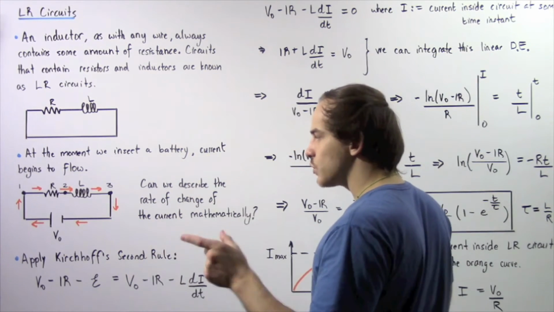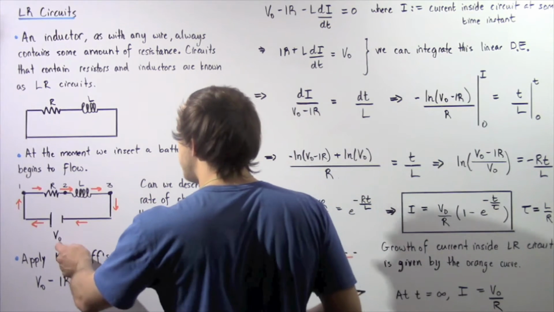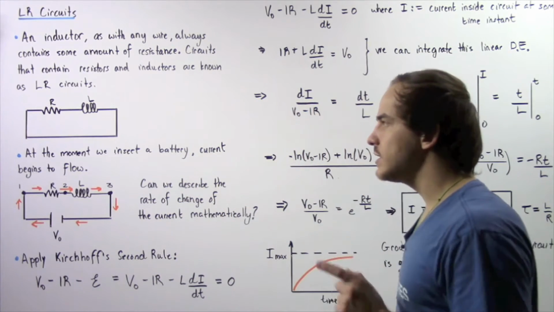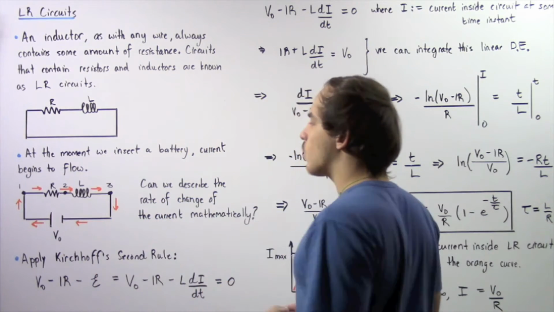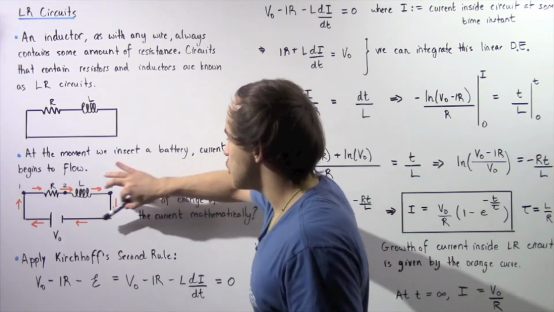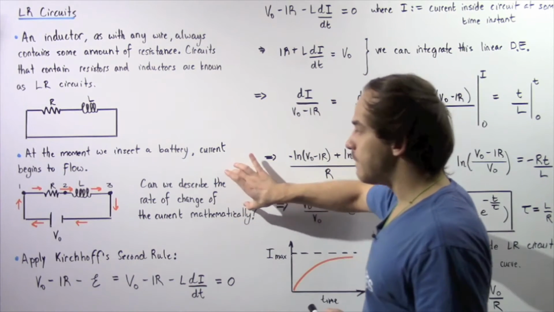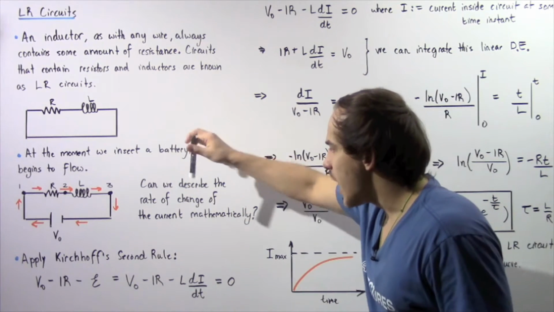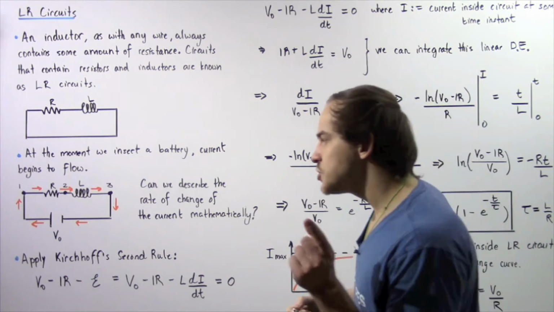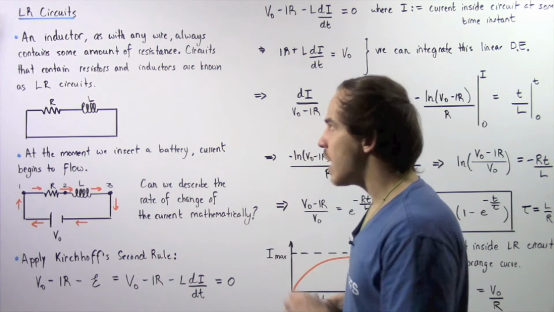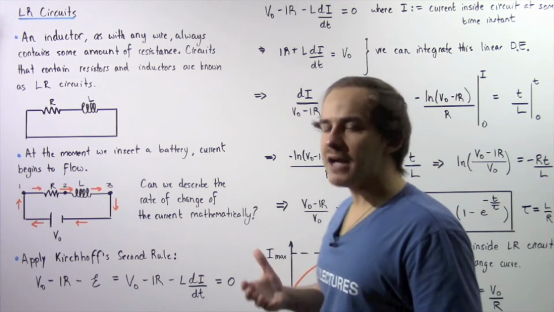If we take a battery and place it into our electric circuit and the voltage on that battery is given by V0, our electric current will begin to flow from the high potential electrode to the low potential electrode of our battery in the following direction, as shown by these arrows. Now, what we want to examine in this lecture is the following question. Can we describe the rate of change of our electric current mathematically once we actually place our battery into our electric LR circuit? Let's begin by applying Kirchhoff's second rule.